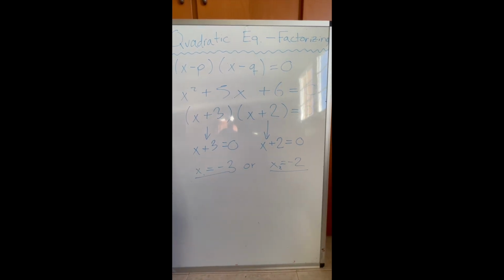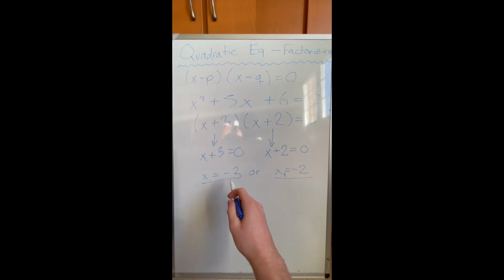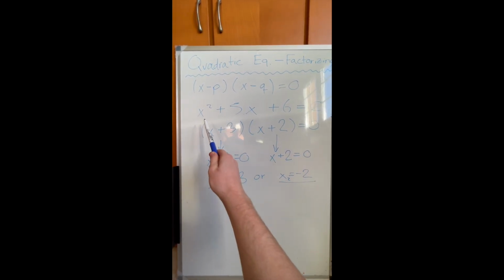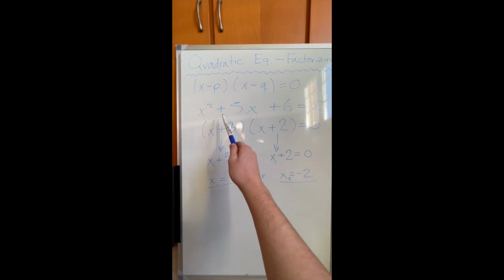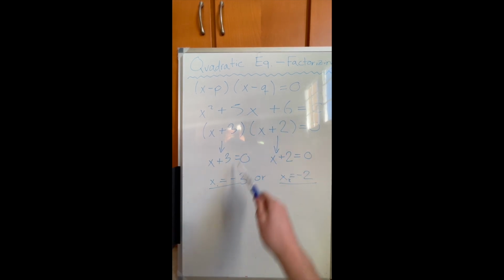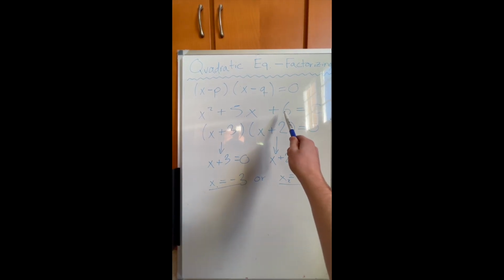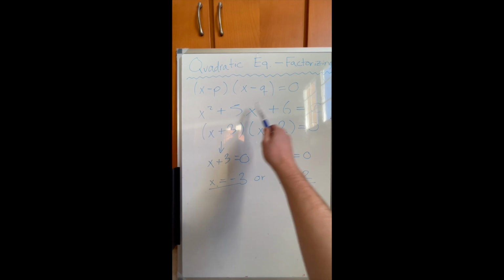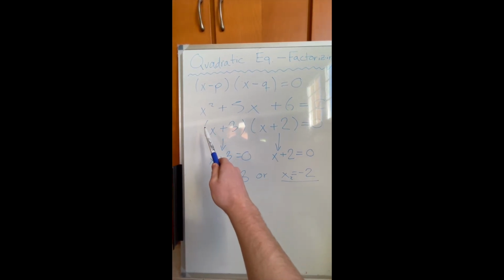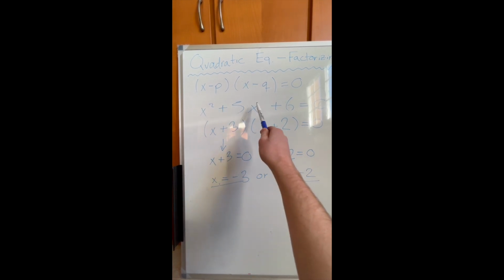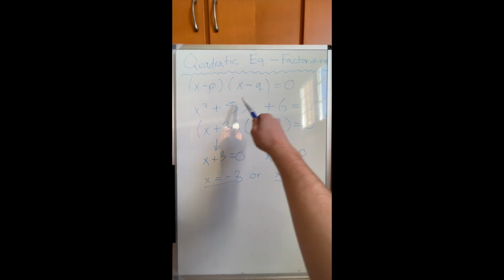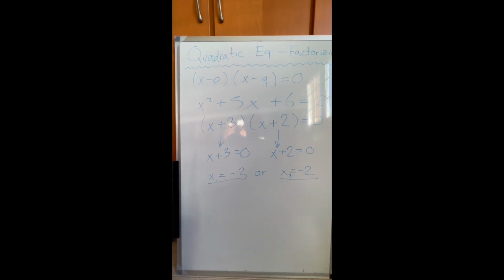If you want to verify your results, you can simply substitute these values into the equation. Let's start by substituting negative 3. Negative 3 squared, 9, plus 5 times negative 3, negative 15, plus 6. 9 plus 6, 15. 15 minus 15, 0. Now let's input negative 2. Negative 2 squared is 4, plus 5 times negative 2, negative 10, plus 6. 4 plus 6, 10, minus 10, 0.